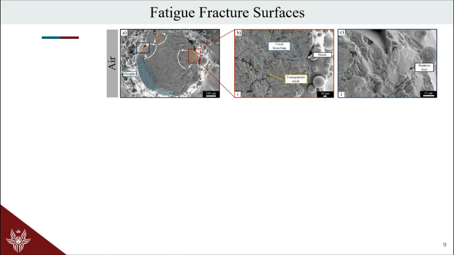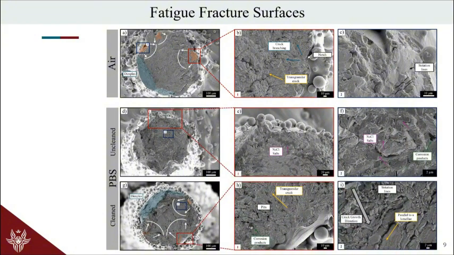We decided to do a sort of pair analysis, coupling an air-tested specimen with a PBS-tested specimen at more or less the same number of cycles, in both the cleaned and uncleaned versions, so two different sides of the specimen: one cleaned in order to remove the corrosive products, and one uncleaned to preserve these corrosive products.